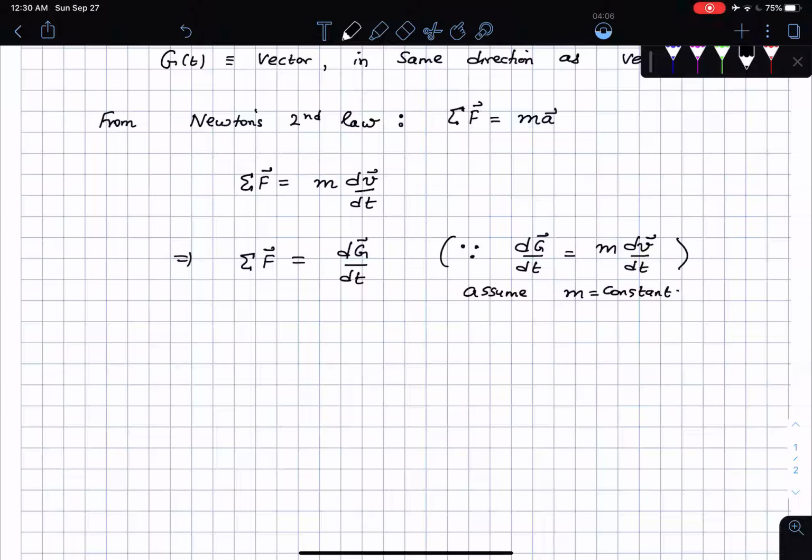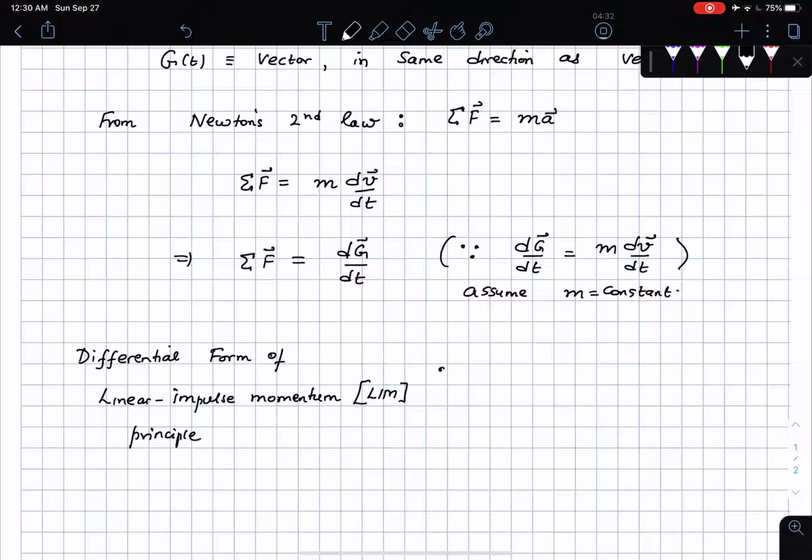So this equation here is the differential form of the linear impulse momentum principle, and my shorthand for this is LIM principle. I'm just going to copy that equation and bring it down here. This is an important equation, so I'm going to underline it as well. This is the differential form of the linear impulse momentum principle. And once again, straight lines, come on. All right, that's better.